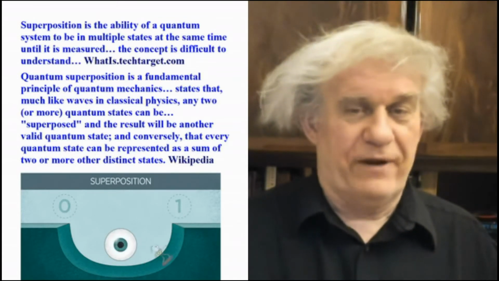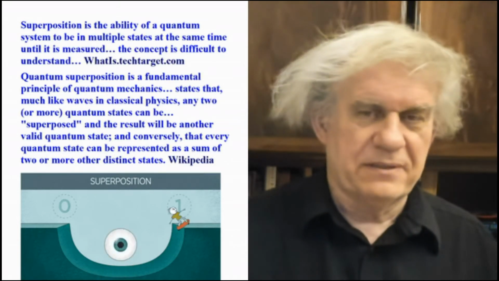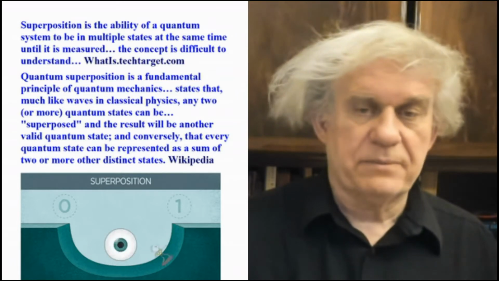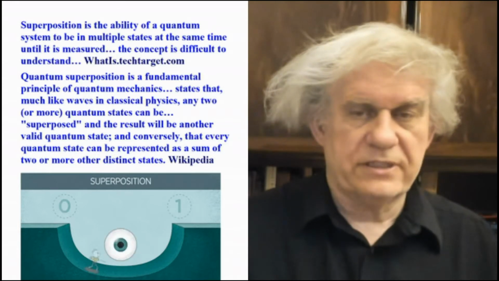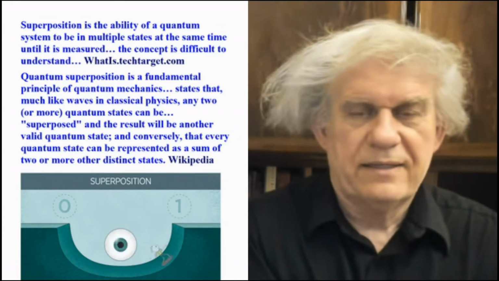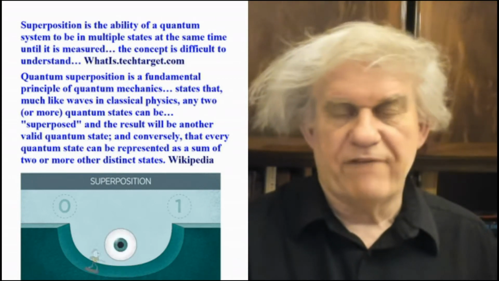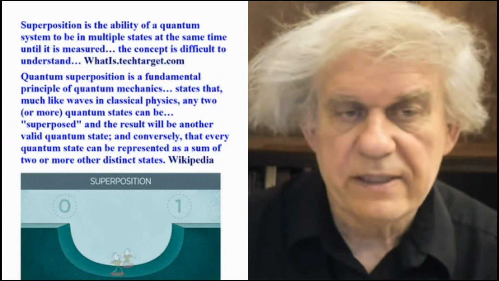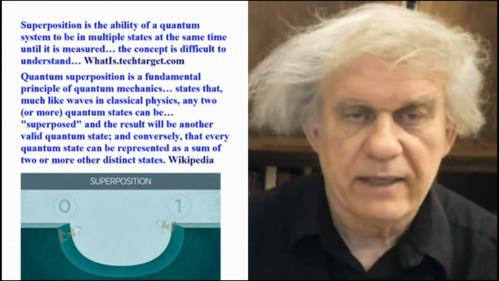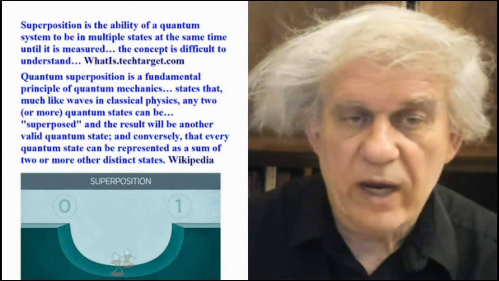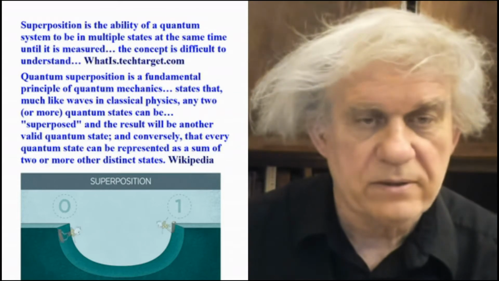No, it's not. I understood you perfectly. It's irrational. That's what it is. Don't tell me it's difficult to understand. Tell me it's impossible to comprehend. It's impossible to illustrate, to visualize, to picture. So this is absolute nonsense. You cannot say that it has both of these properties at the same time, that it's vibrating and not vibrating. And then you see the Wikipedia there says quantum superposition is a fundamental principle of quantum mechanics. Okay, great. States that, much like waves in classical physics, any two or more quantum states can be superposed.